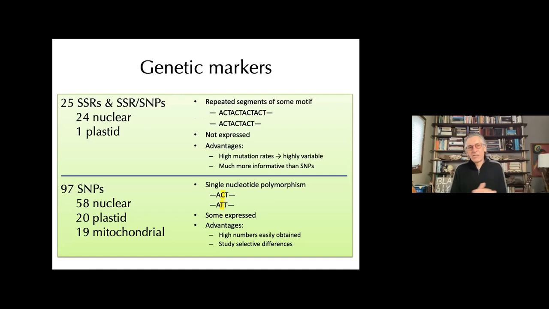The advantages are they're not expressed. For one, that can be an advantage because they are more or less neutral, at least putatively. They have high mutation rates, so they're highly variable. And per locus, they're far more informative than SNPs. SNPs, on the other hand, tend to be easier to develop, and they can be developed in the thousands or tens of thousands. We have 97 here right now, 58 nuclear, 20 plastid, and 19 mitochondrial. And single nucleotide polymorphisms are just what they say. They are single nucleotides that differ among individuals.